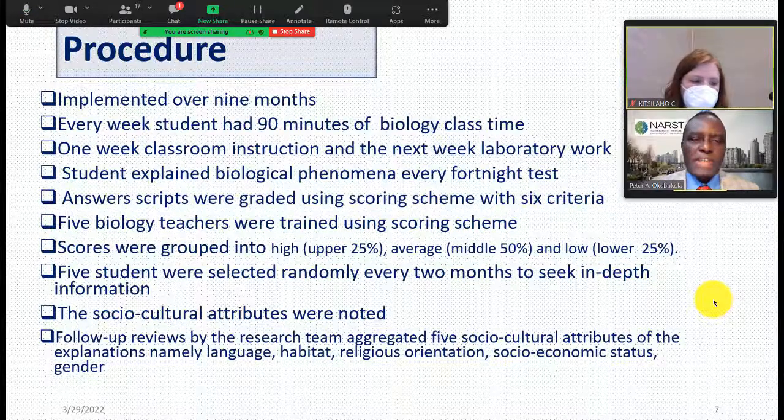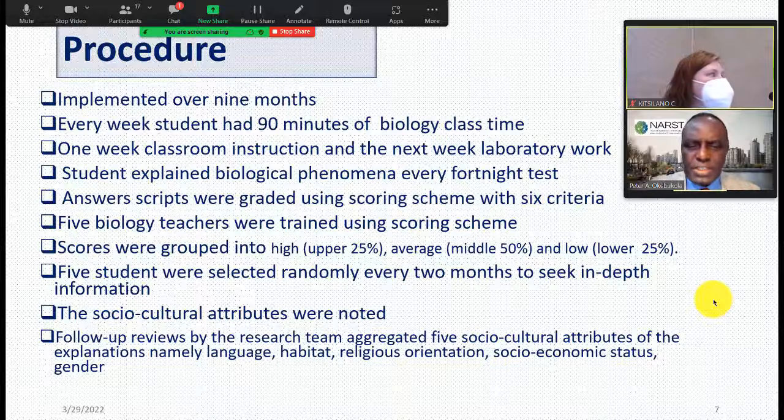So the answer scripts were graded. We had a team of graders who were trained, with a high degree of intergrader reliability, and we had 6 criteria, which I'm going to mention as I progress. So the 5 biology teachers were trained to score, and the scores were grouped into the following: high, upper 25%, average, middle 50%, and lower 25%.